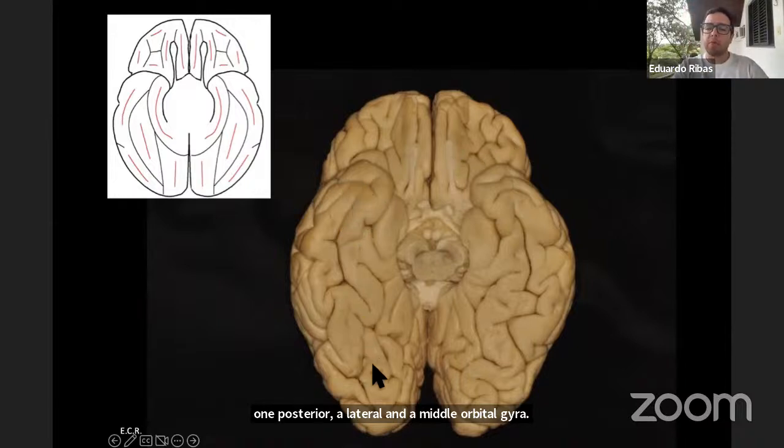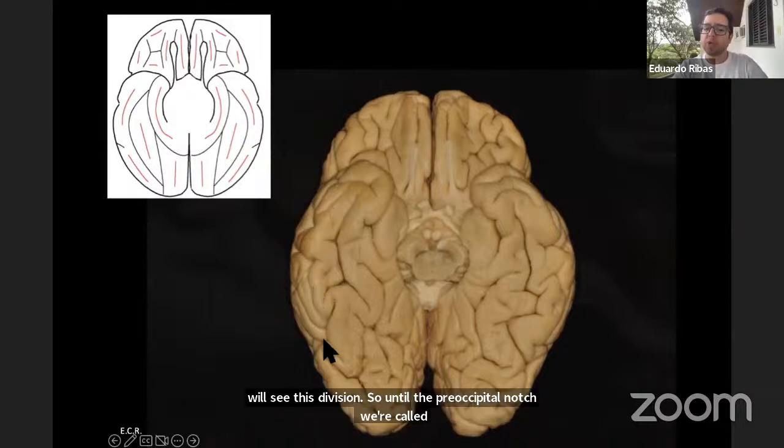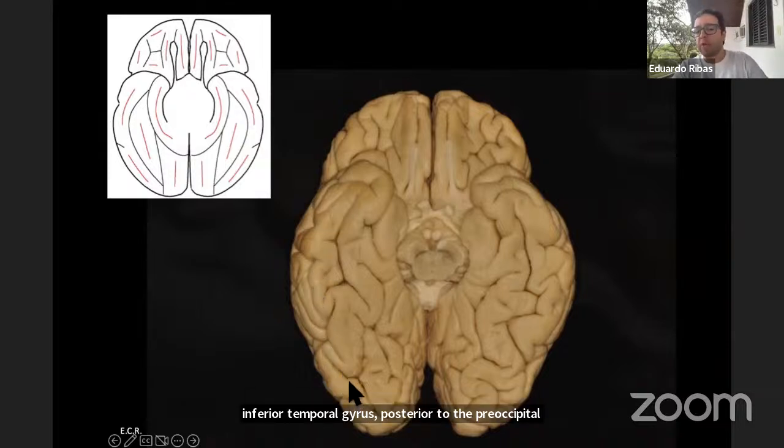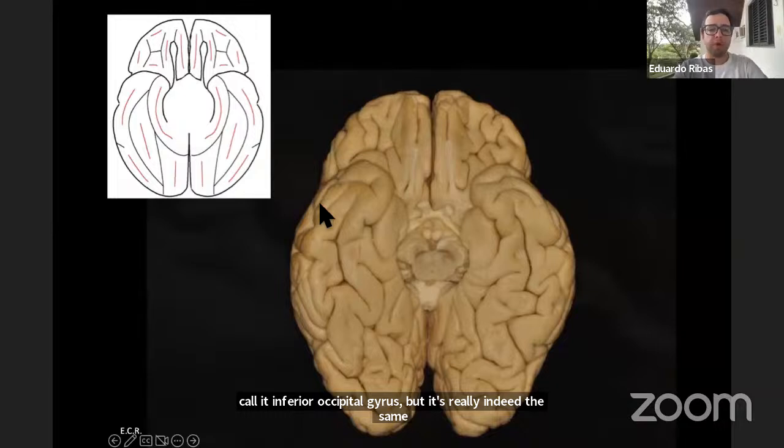Then at the temporal, occipital, basal region, we will look for three arrangements coming from anteriorly to posteriorly. The most lateral arrangement is made by the inferior temporal gyrus continuing with the inferior occipital gyrus. They just continue one with the other. There's not a clear subdivision between them. But if we take the preoccipital notch, we will see this division. Anterior to the preoccipital notch, we call it inferior temporal gyrus. Posterior to the preoccipital notch, we call it inferior occipital gyrus. But it's really the same piece of brain continuing between them.